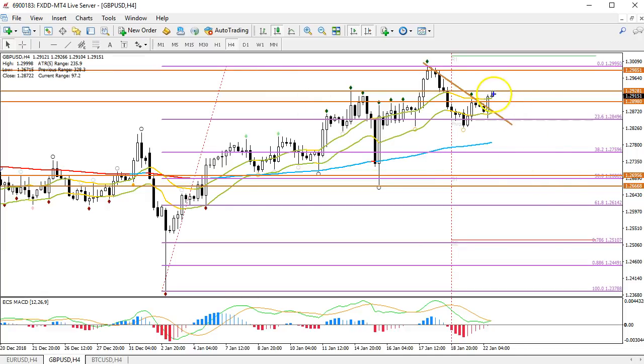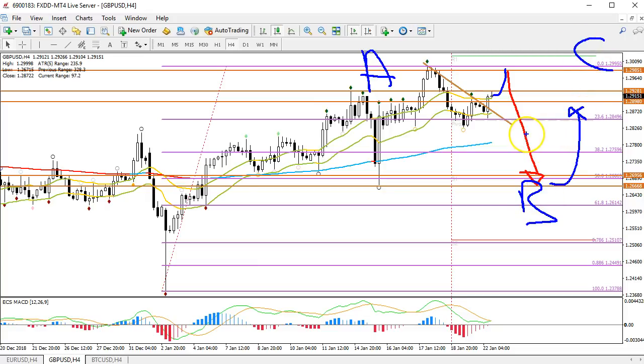So if we get a move up, but it fails to break, and you get actually a move down, look for a move down all the way to 127, 126.70 to the 50 fib, which in turn could be a reversal spot for the start of wave C. This being A, this being an ABC within B, and up for wave C.